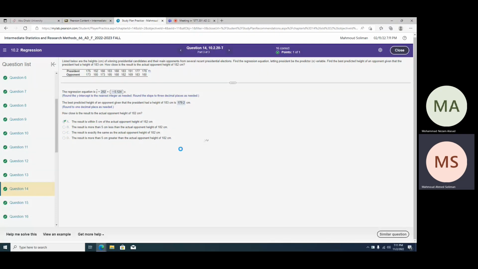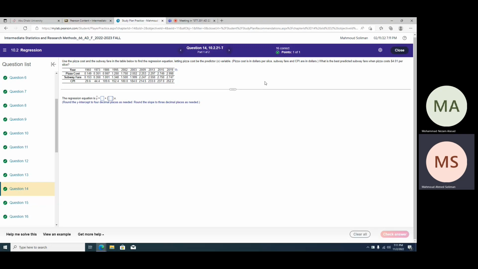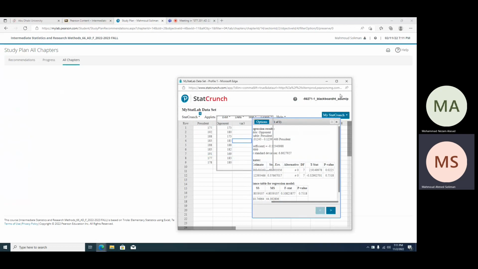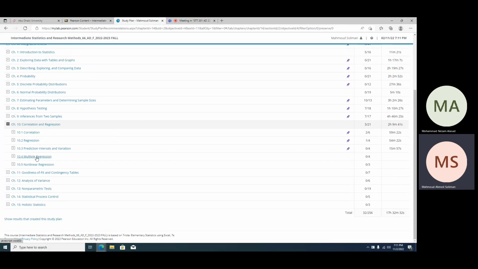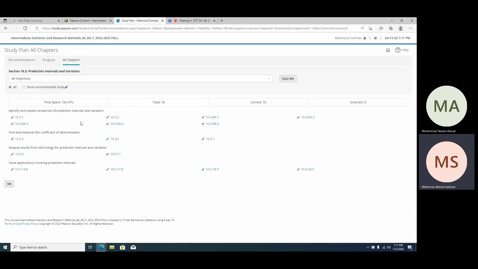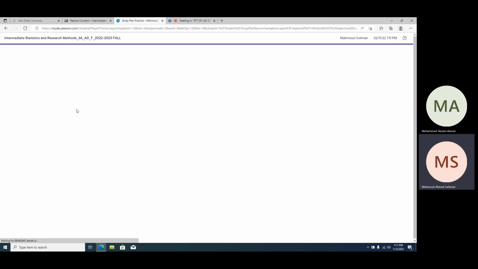Should we move on to 10.3? You want to do 10.3? It's the last one. Yes. 10.3. I think we understood this one. Okay. So we have prediction intervals. 10.4 is not in use. 10.4, no. 10.1, no. 2, 3. So here let's do this one.